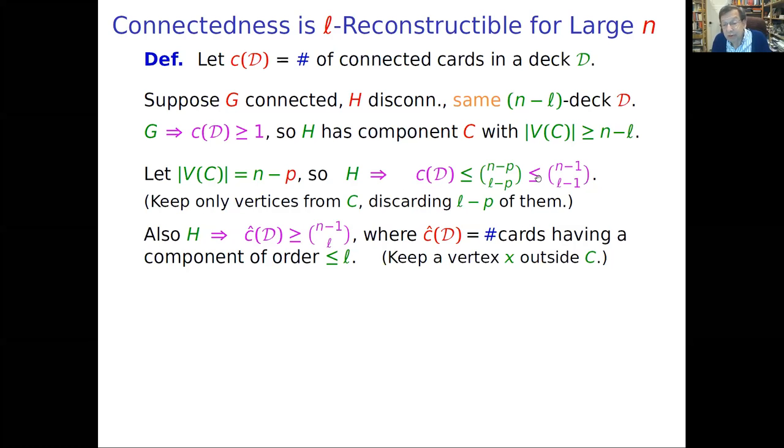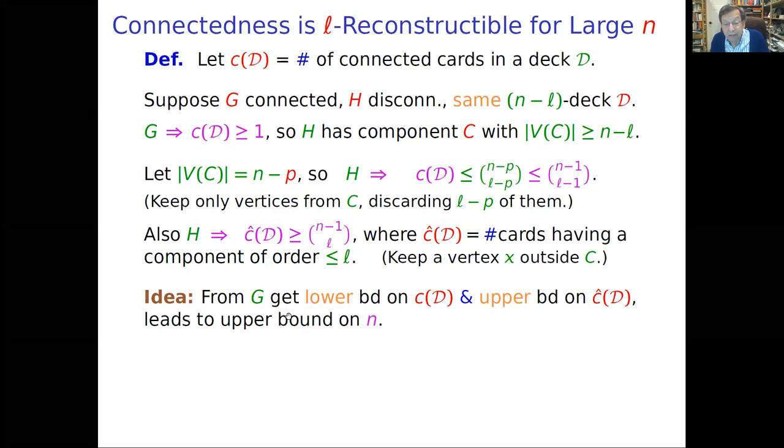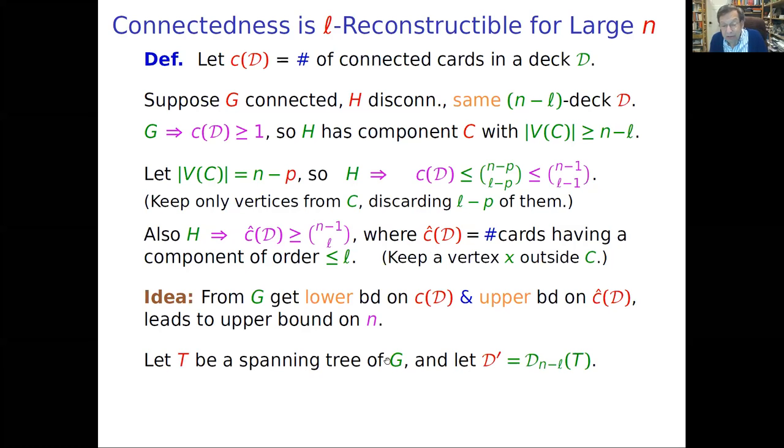So from H, we got an upper bound on the number of connected cards and a lower bound on the number of cards with a small component. We're going to use this G that's connected to get a lower bound on the number of connected cards and an upper bound on the number of cards having a small component. Together, all these inequalities will lead us to an upper bound on n. And what we actually do when we study this connected graph is consider a spanning tree of the connected graph and look at its n minus l deck.